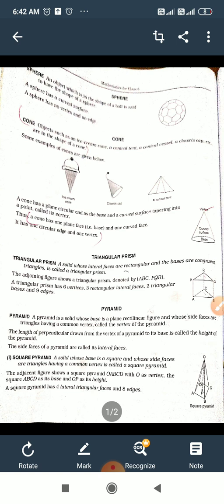Yesterday I gave the basic concept of chapter 19. Today I will continue this chapter.